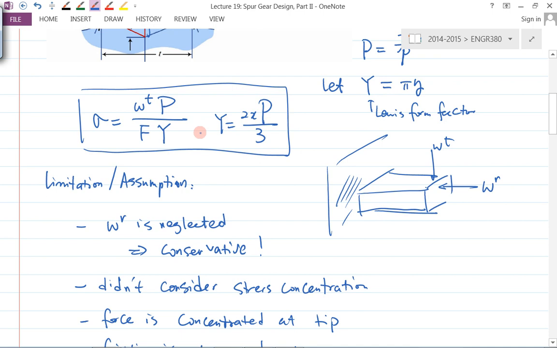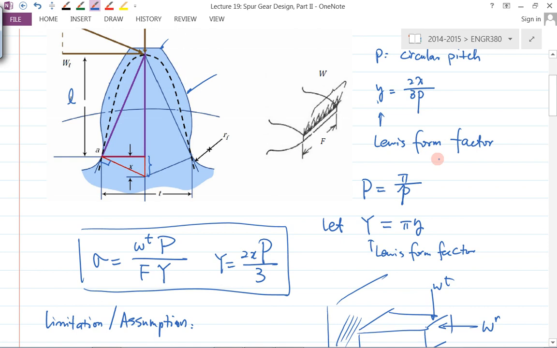But let's go back to the Lewis equation first. Bear in mind the Lewis equation gives you the bending normal stress at the root location. So you look at the sigma. What does sigma depend on? Sigma always depends on Wt. Sigma also depends on the Y value. As Y changes, sigma will change. So basically, it's a form factor. Why is it called a form factor? Because Y apparently depends on X. X is this much here.